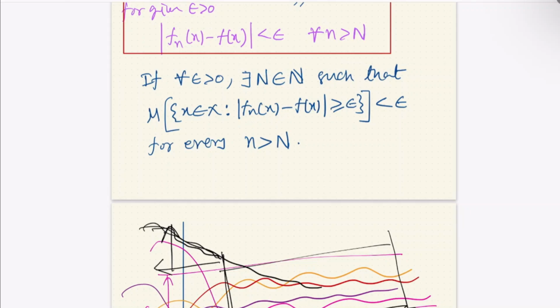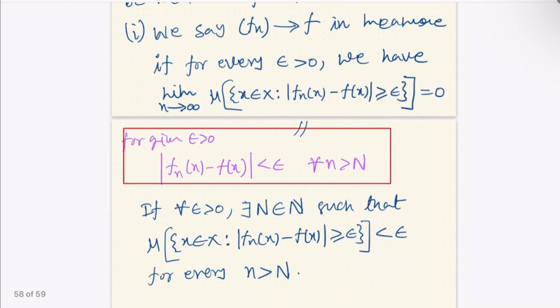The size of the set, the size of the domain where the functions are not falling inside the epsilon band, the measure must be very small. It should not be too high. So for every epsilon, as n goes to infinity, that must be zero. That's what it says. The measure of the domain falling out of the epsilon band must be zero.